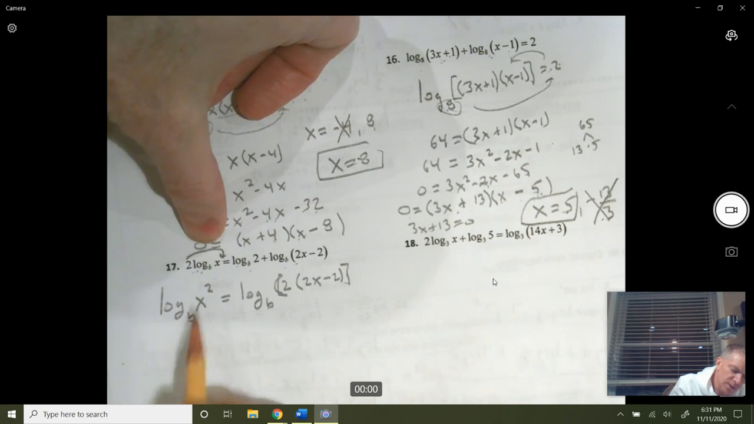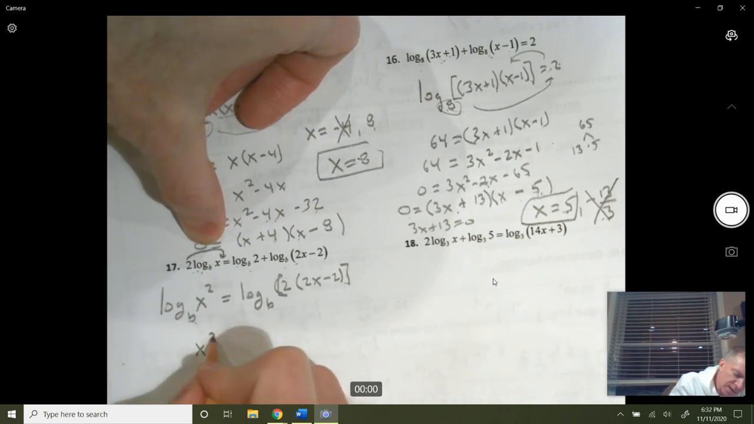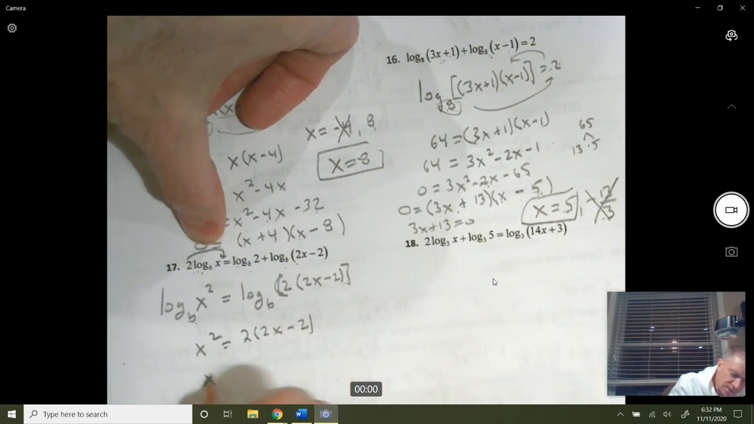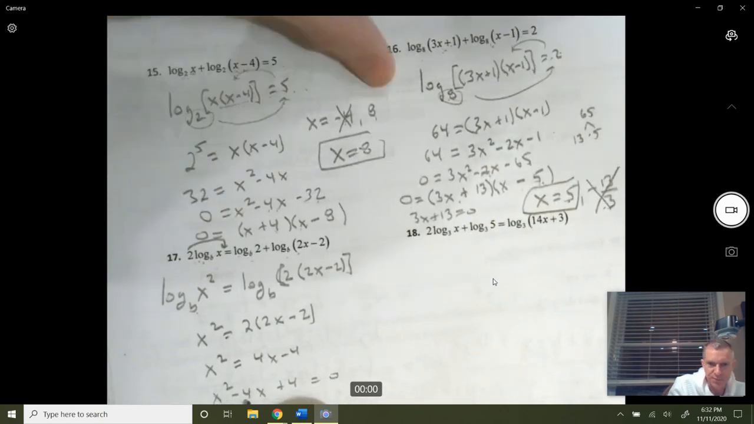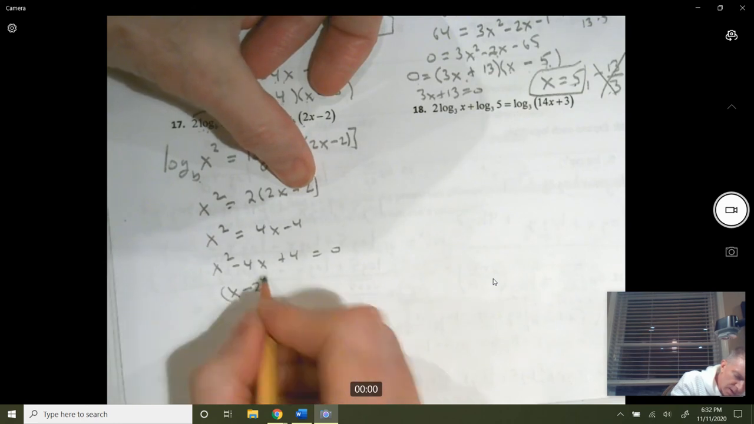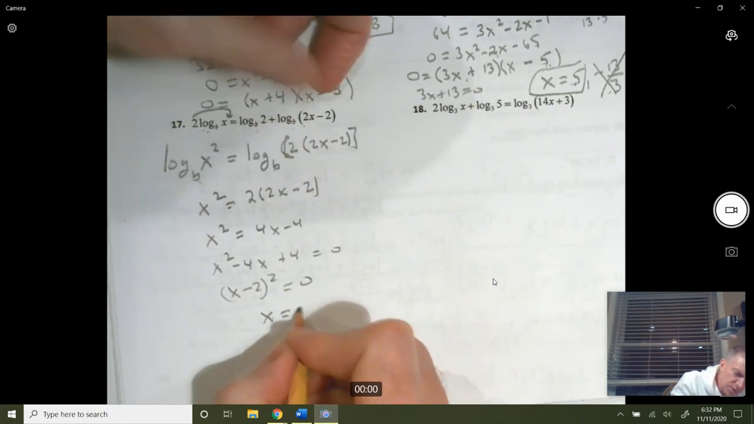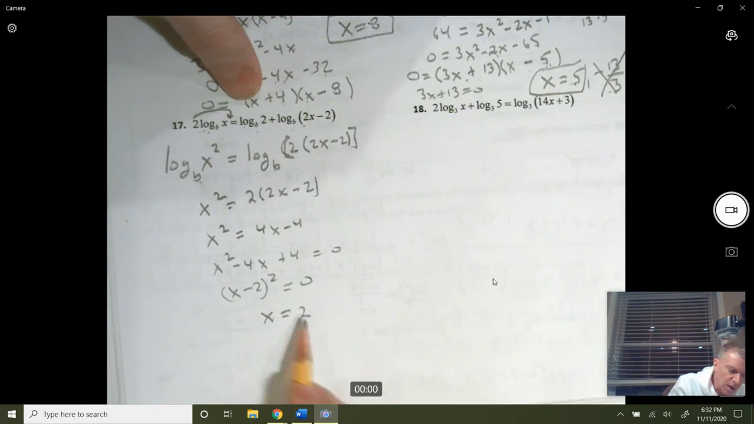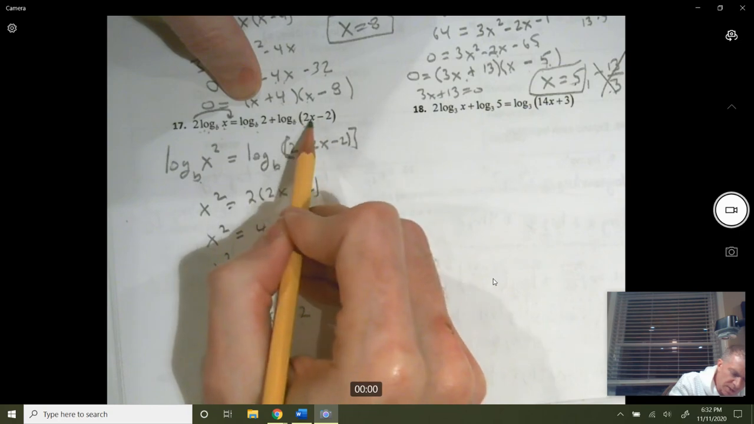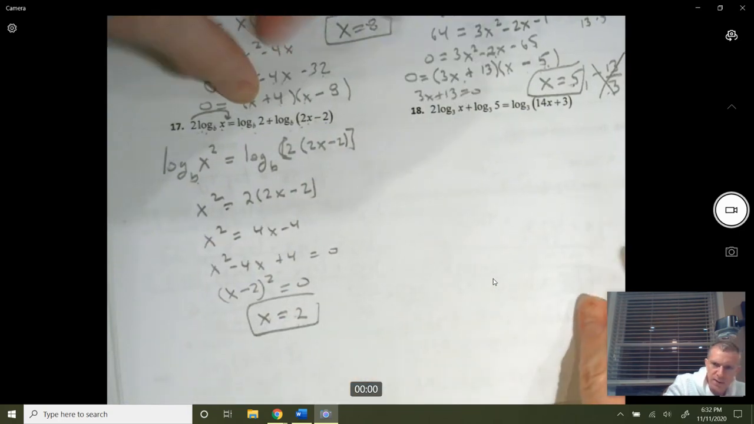Now I've got log of something equals log of something else. So x squared has to equal 2 times 2x minus 2. And solve, x squared equals 4x minus 4. X squared minus 4x plus 4 equals 0. And I've got, sorry, so x minus 2 quantity squared equals 0. So x must equal 2. Just double check that that works out. That's fine. That's fine. 2 times 2 is 4 minus 2, so that works. And then the last one.